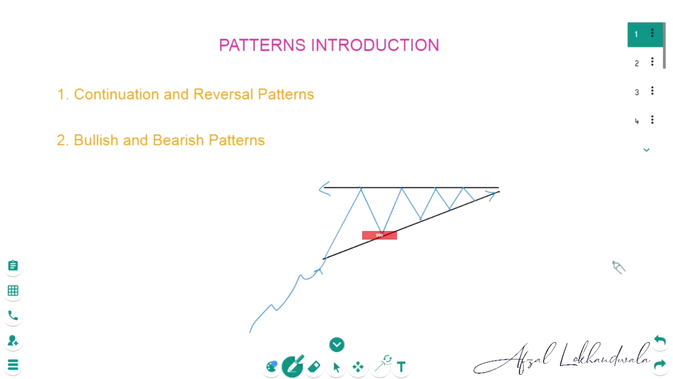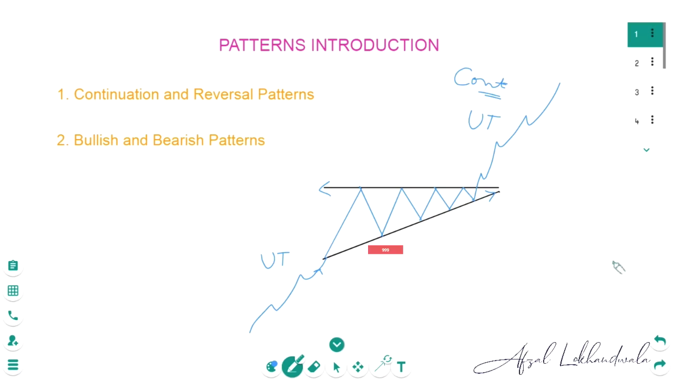Now let us say that the price was coming from an uptrend before the pattern. Then we saw the pattern form, and then we see that the price broke out of the pattern and continued its uptrend. So there was this uptrend before the pattern and there is this uptrend after the pattern. So we see that this is a continuation pattern.